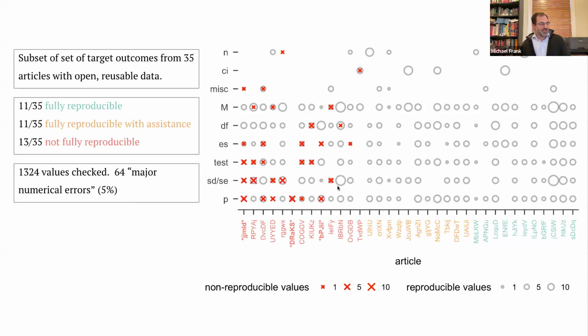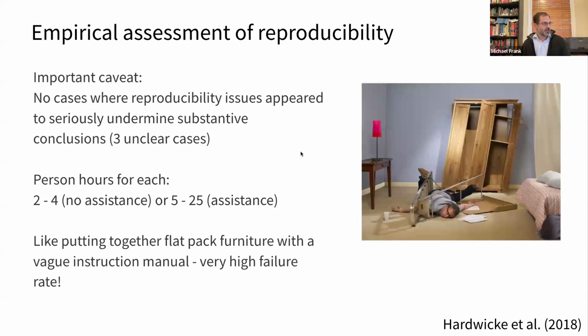There were 64 major numerical errors in this data, about 5%. So this empirical assessment of reproducibility really bothered me. It made me think that the prevalence of error in the scientific literature is much higher than previously acknowledged. And it really radicalized me about changing my lab systems to try to prevent those kinds of errors and increase organization.